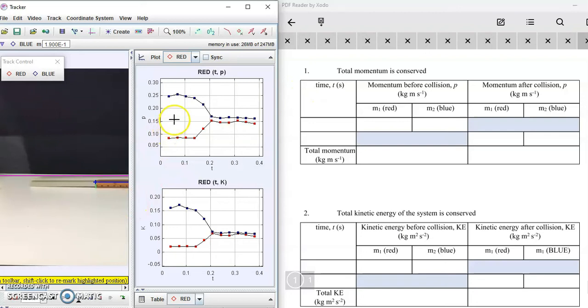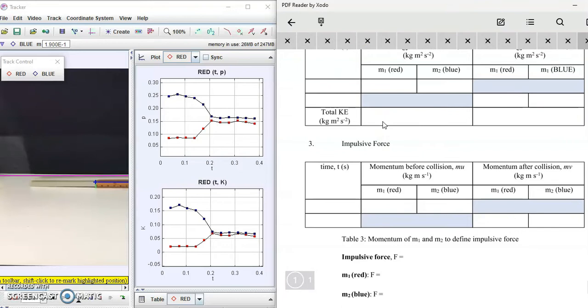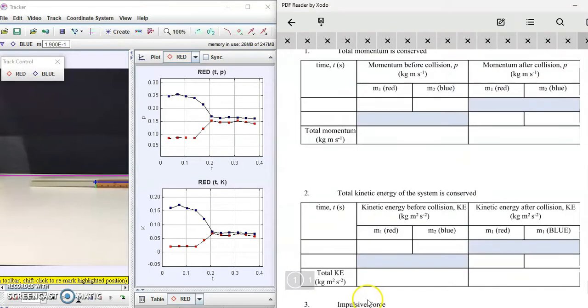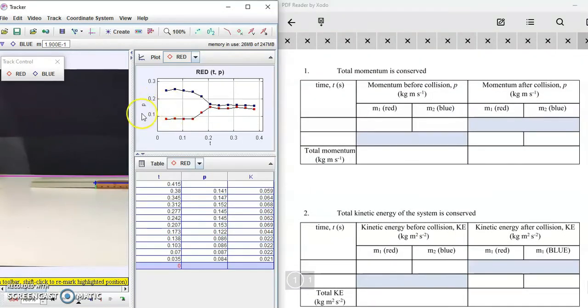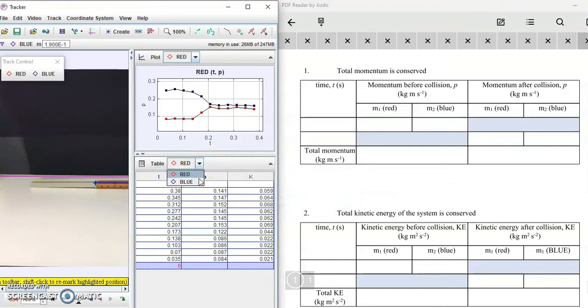So now I will analyze the total momentum before and after the collision, and also the total kinetic energy of the system, and also the impulsive force during the collision. This is the graph of momentum when we compare the red and the blue car in one graph. So in the table, I'll choose momentum and value of kinetic energy for both red and blue car.